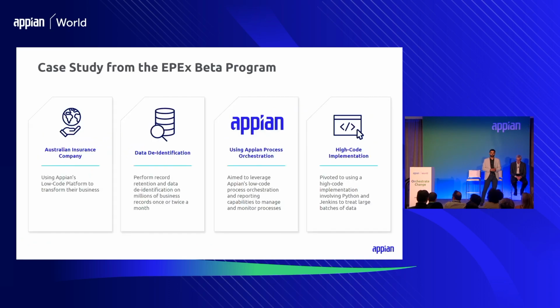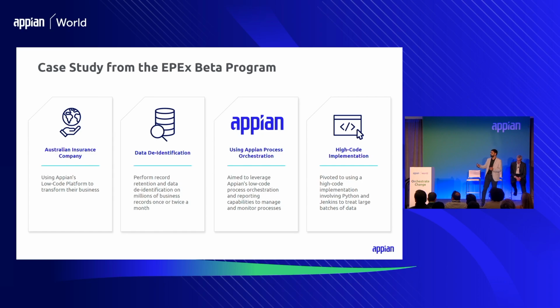The first case study I'd like to get into is an Australian insurance company that is using Appian's low-code platform to transform their business. One of the processes that they have is the data de-identification process, which is used to anonymize user data on a periodic basis. The customer actually wanted to use Appian process orchestration because of the scheduling capabilities and reporting capabilities that they have to do this. However, because of their current Appian environment, they weren't able to get to the throughput that they desired. So eventually they went ahead and implemented a high-code implementation using Python and Jenkins.